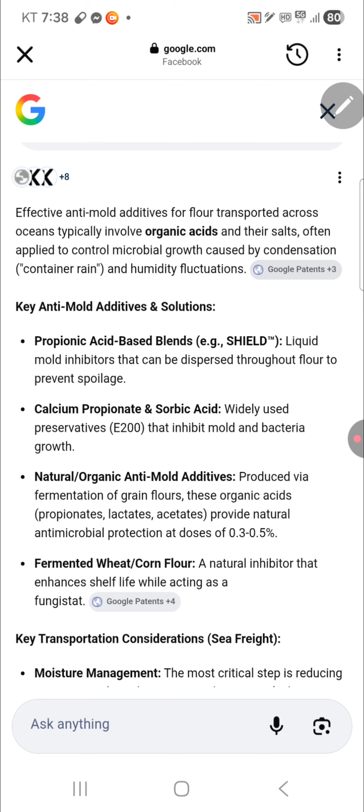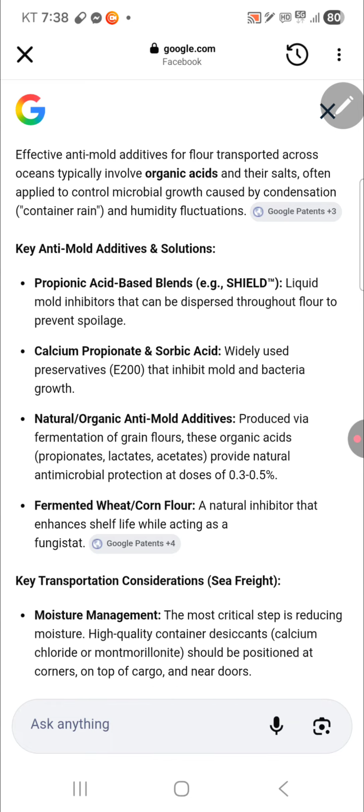This article was generated by AI based on several websites. So let's learn English by reading this article and be more knowledgeable about anti-mold additives.